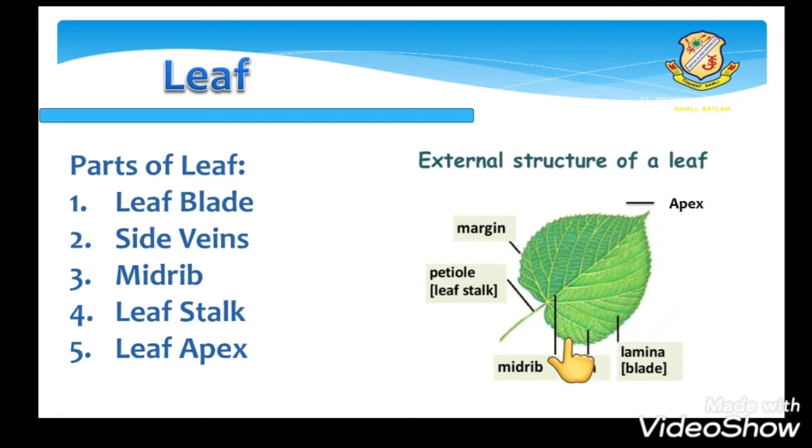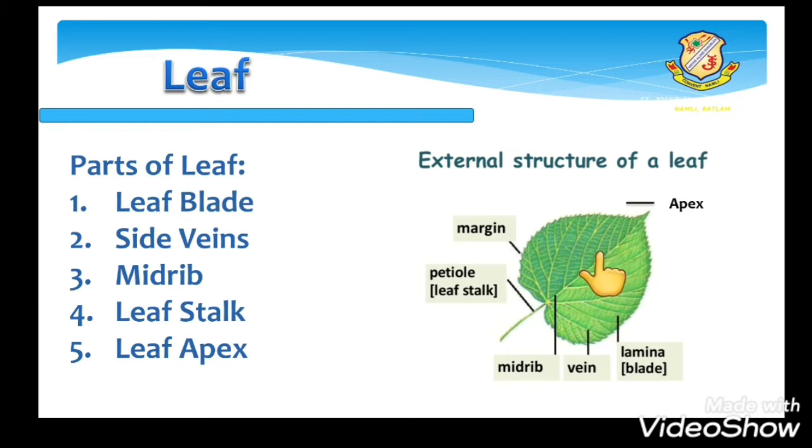This part is called the lamina or leaf blade of the leaf. It is called a leaf blade because it looks like a blade structure. Now the next part is the midrib. The midrib is the middle rib that runs from the stalk to the apex of the leaf. It is called the midrib because it is in the middle of the leaf.